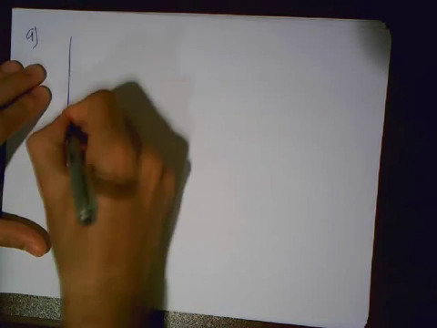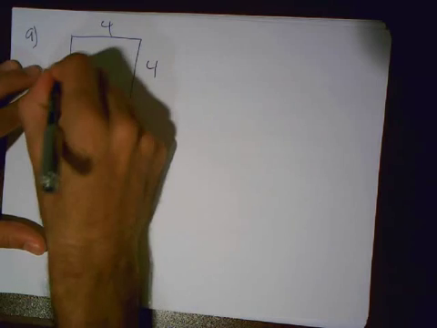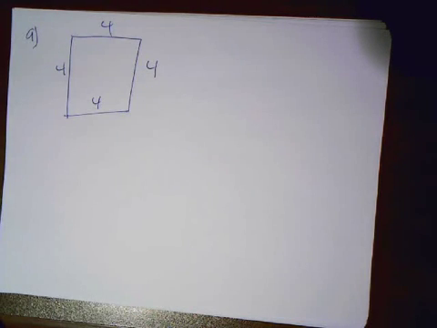Problem number 9. It says a square garden has sides of length 4 feet. So here's our garden, 4, 4, 4, 4. In 1 week, an ant colony spreads over most of the garden so that only a square of side length 1 foot remains.